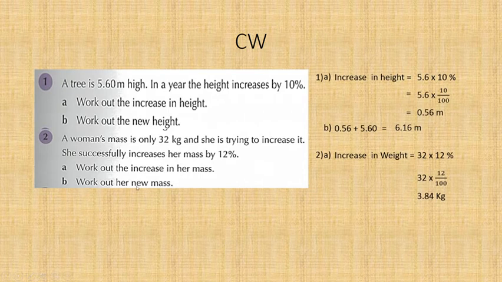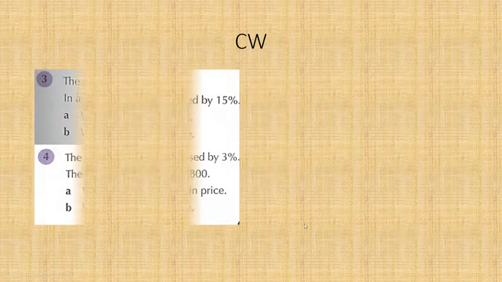Okay, work out her new mass. I'm just adding this number to her original mass before the increase. So it's going to be 32 plus 3.84, which equals 35.84 kilograms. Okay, easy. Let's go for another classwork.